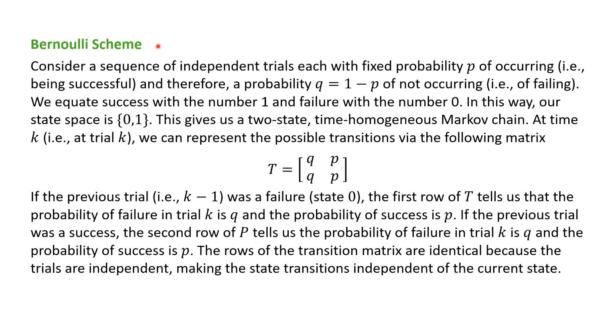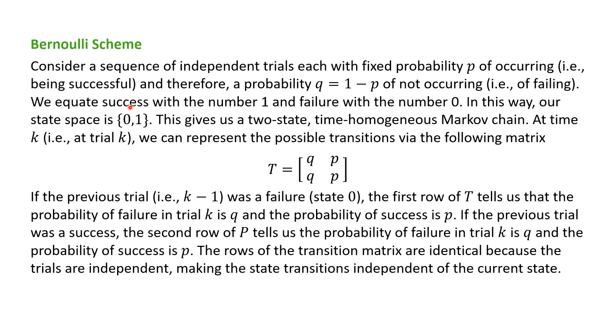The Bernoulli scheme is a very simple example of a Markov chain. Consider a sequence of independent trials, each with fixed probability p of being successful, and therefore probability q equal to 1 minus p of not occurring. You can think of flipping a coin. In that case, p and q would each be 0.5, but you might have a loaded coin where the probability of heads is a little bit higher, and then p and q would not be the same. You can make up other things that might fit this model, maybe shooting a free throw in basketball. Maybe there's a probability p of making it for a given player and q of not making it.